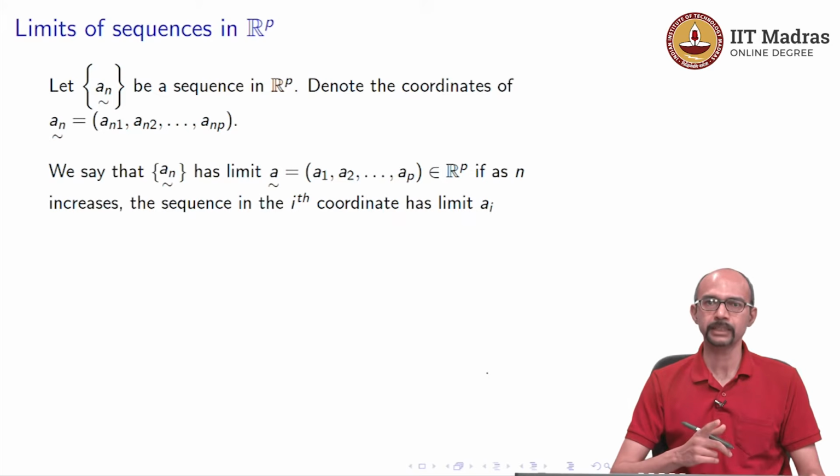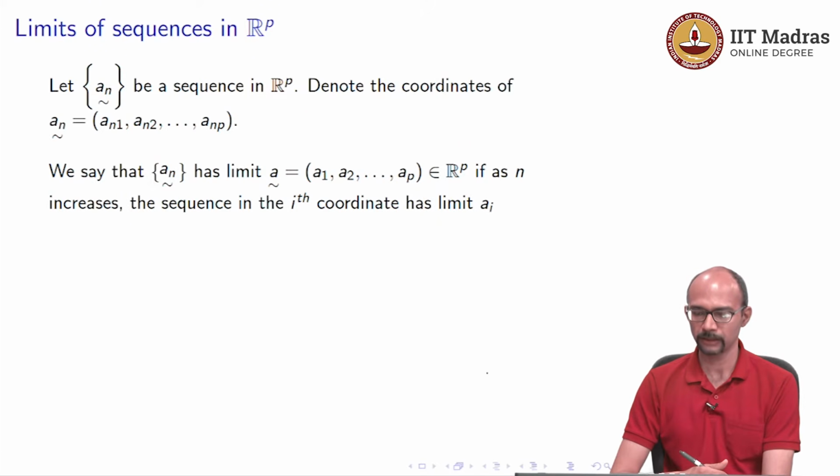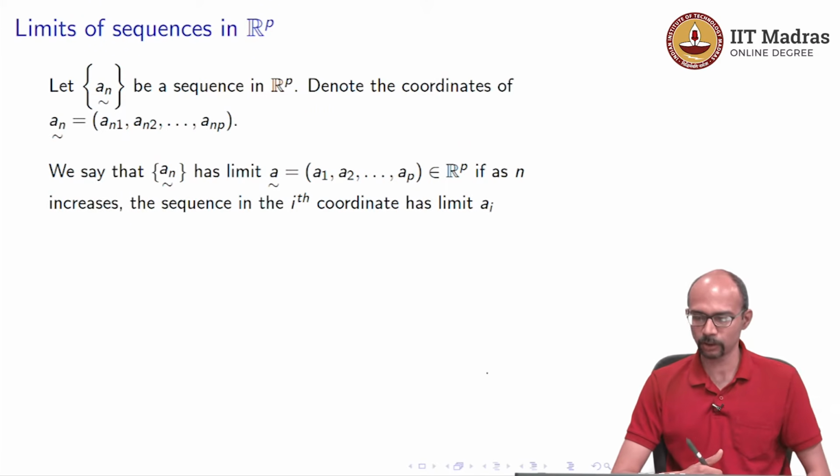And each of those coordinates forms a sequence in R in the sense that we studied on the previous slide. So, we say that a_n has limit ã, which is some other vector or element of R^p, where the coordinates are a_1, a_2, ..., a_p, if as n increases the sequence in the ith coordinate has limit a_i.